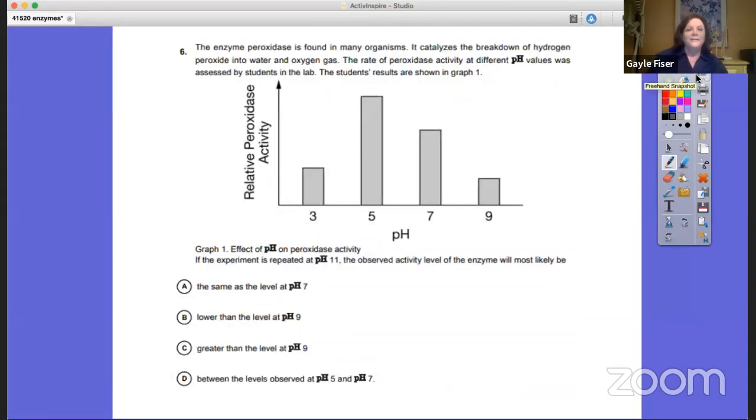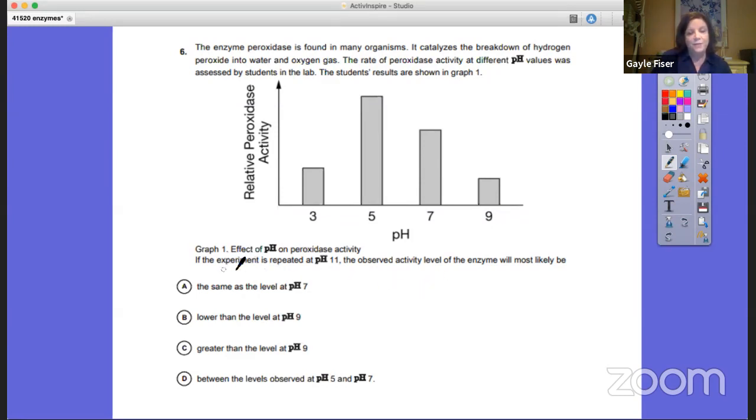All right. I'm gonna stay out of this one as much as possible. All right, the enzyme peroxidase is found in many organisms. It catalyzes the breakdown of hydrogen peroxide into water and oxygen gas. The rate of peroxidase activity at different pH values was assessed by students in the lab. The students' results are shown in the graph. So here we have relative peroxidase activity. We have pHs of 3, 5, 7, 9.